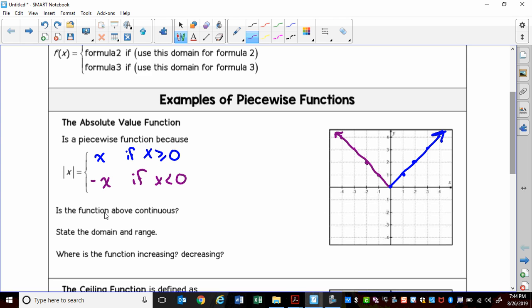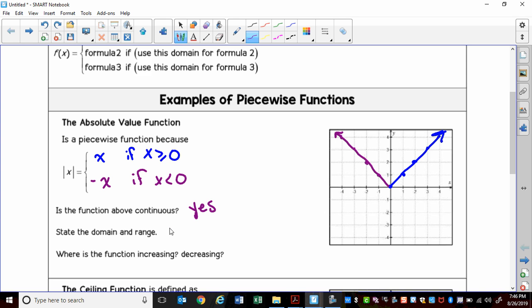Is the function above continuous? State the domain and range. And where is the function increasing and decreasing? Well, it is continuous. So this graph goes on infinitely to the right, and it goes all the way down, but the purple one starts where the blue one left off. There's no gap here, and it's going to go infinitely to the left. So is the above function continuous? Yes.